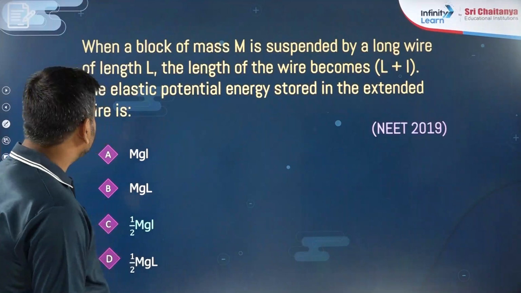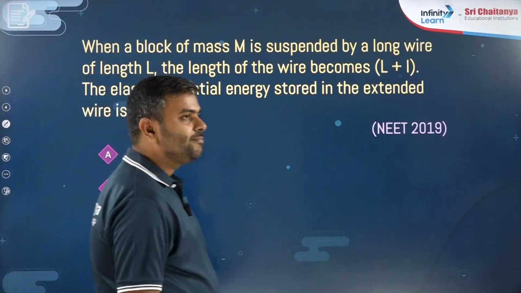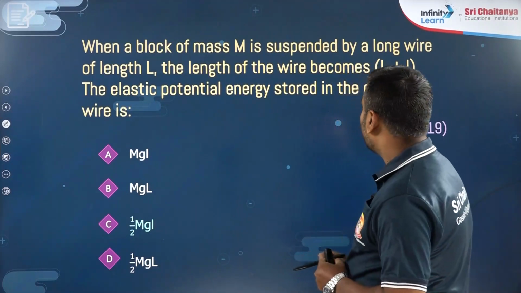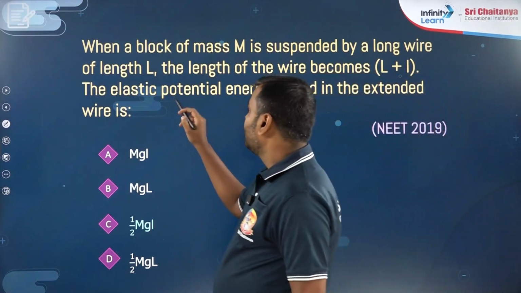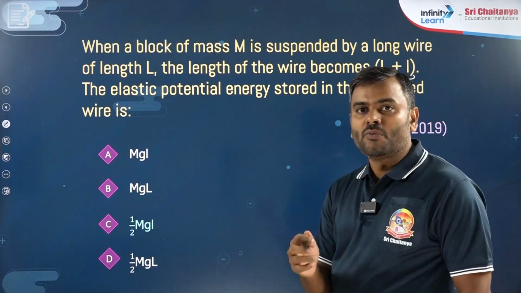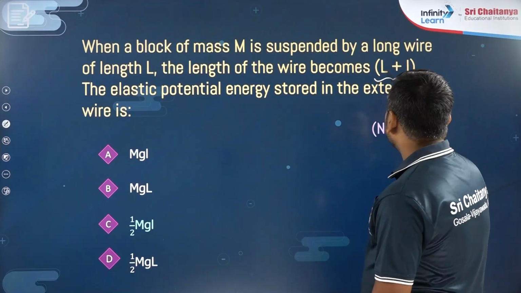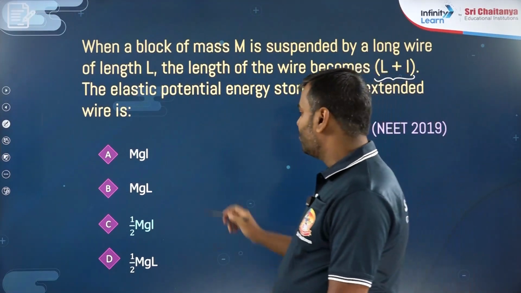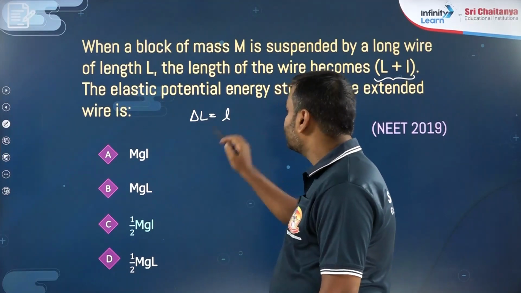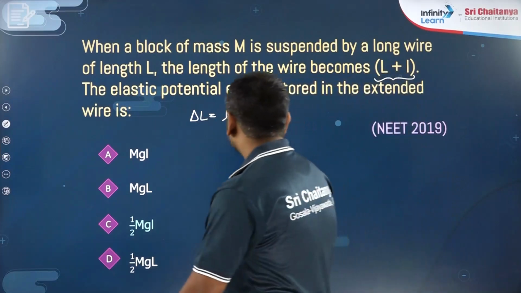Okay. So the next question is: when a block of mass M is suspended by a long wire of length L, the length of the wire becomes L plus small l. That small l is basically delta L. So here the stretch or elongation is given as small l. The elastic potential energy stored in the extended wire is?